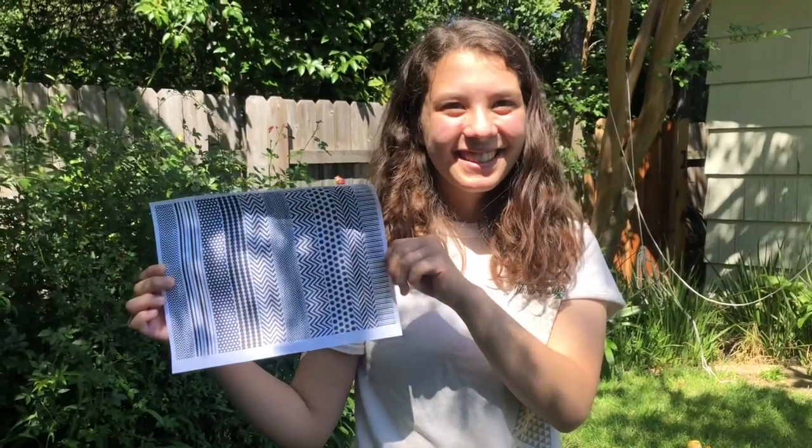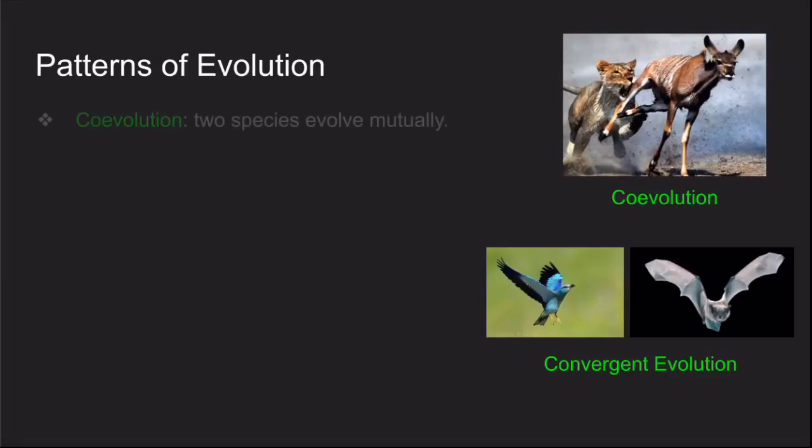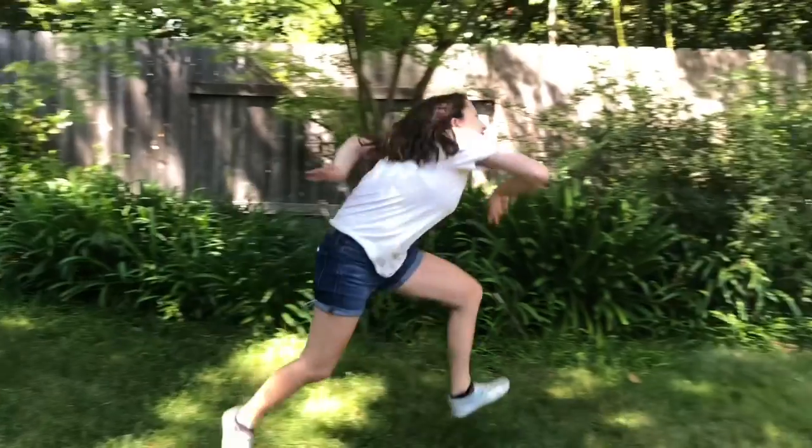Patterns? Yes, Emmy, patterns. I love patterns! The first pattern is called coevolution. This is when two species evolve mutually. For example, predator and prey will continue to evolve back and forth to be the fittest to survive. If the prey gets faster, then so will Emmy.